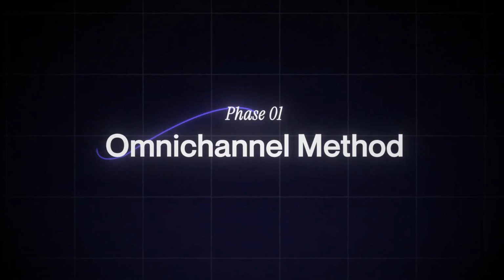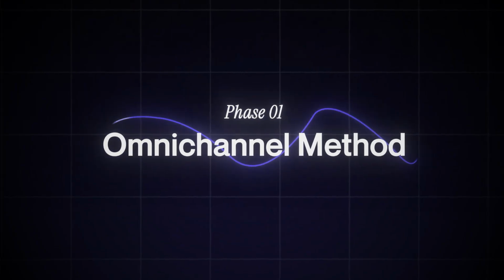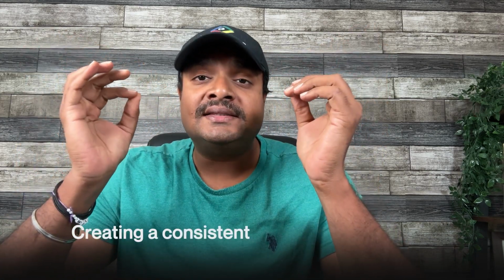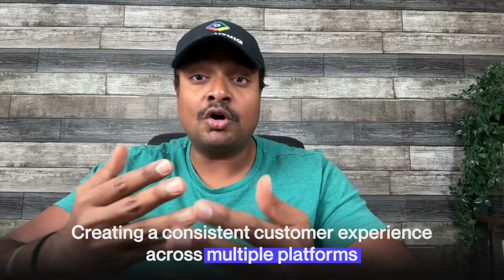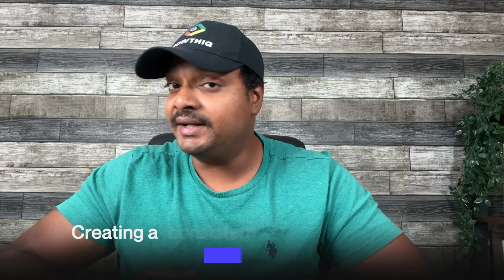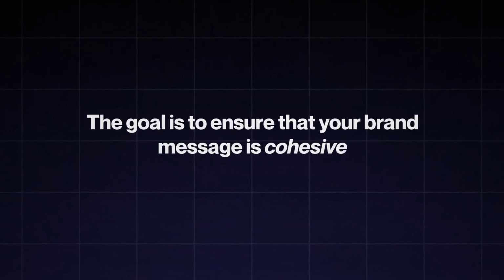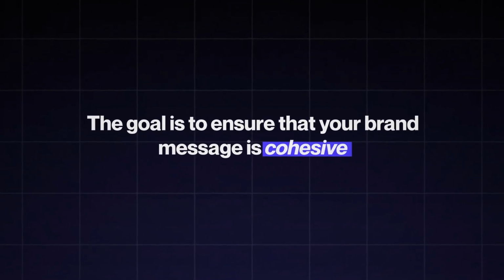Phase 1, the Omnichannel Method. What does it mean to be omnichannel? At its core, omnichannel marketing is all about creating a consistent and integrated customer experience across various platforms, whether it's social media or email marketing or SEO or PPC ads or even your physical store. The goal is to ensure that your brand message is cohesive no matter where your customers interact with you.